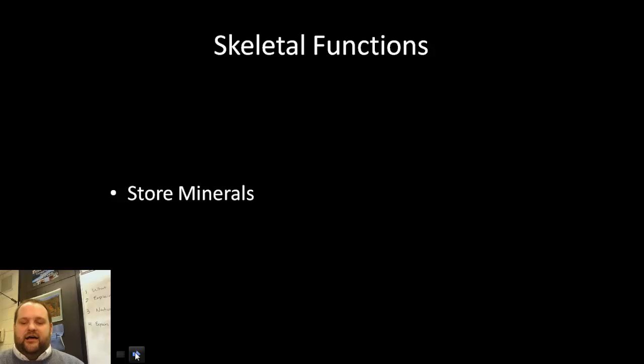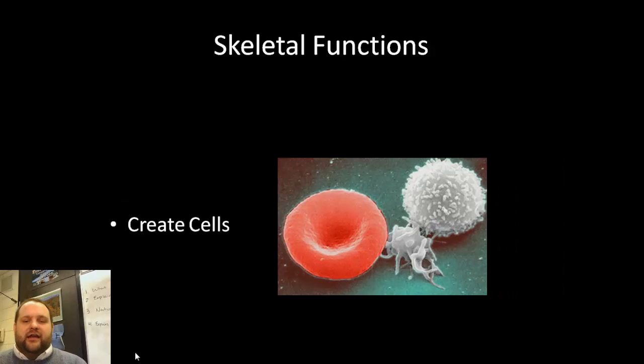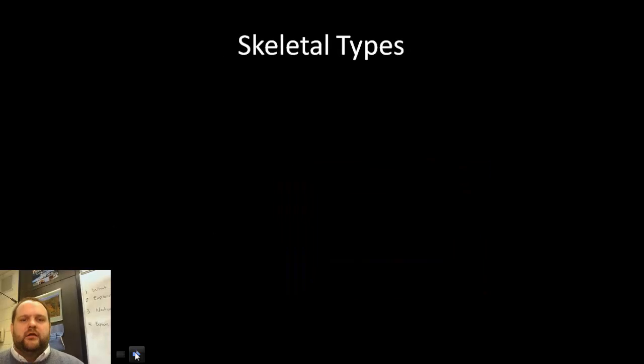We store a lot of minerals that our body is going to use. And also, our skeleton creates cells for us. The big ones that our skeleton creates for us are red and white blood cells. So the skeleton actually creates our red and white blood cells in the marrow, and we'll look at that as well.